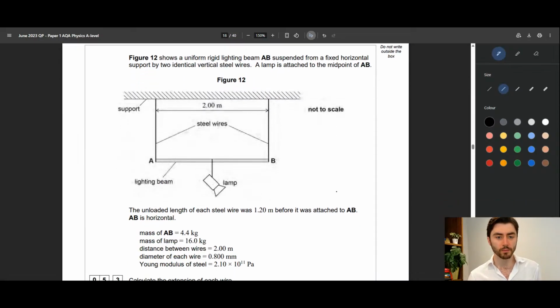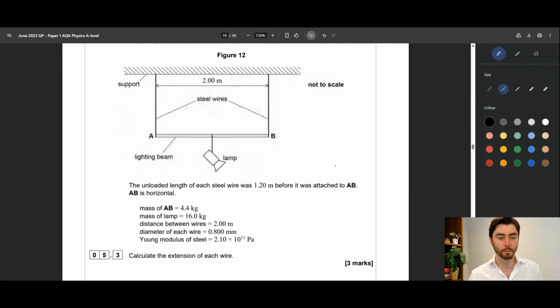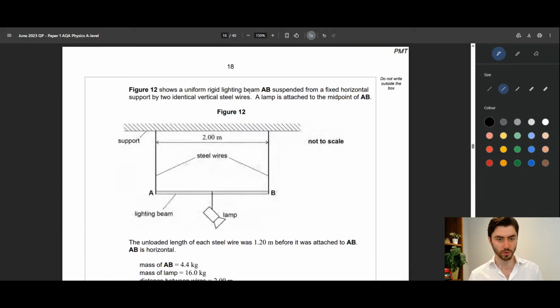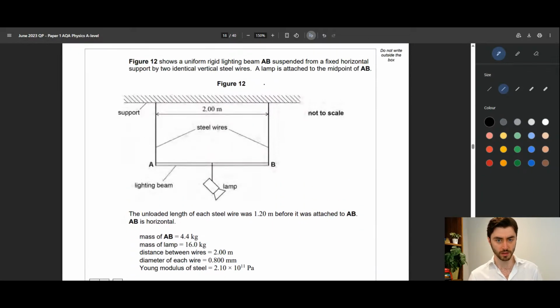So here, the unloaded length of each steel wire is 1.2. We have the mass of AB, uniform beam, good. So that's in the middle. Suspended from a fixed horizontal support by two identical vertical steel wires. A lamp is attached to the midpoint. So in other words, because the beam is uniform and the lamp is attached at the midpoint, both of those weights act at the same point. So it would be 20.4 G acting at that point.